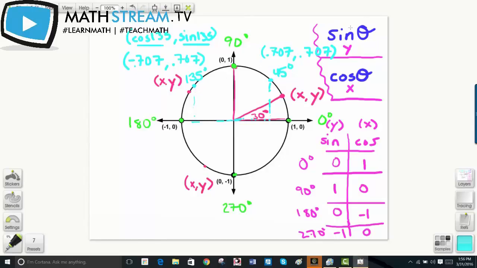The sine of an angle will always give you the y coordinate for that point on the unit circle. And the cosine of any angle will always give you the x value for that point on the unit circle. So sine is y, cosine is x, and it works for any degree. It doesn't matter if it's between 0 and 360, or if it's greater than 360, or if it's less than 0, if we can put in a negative angle.